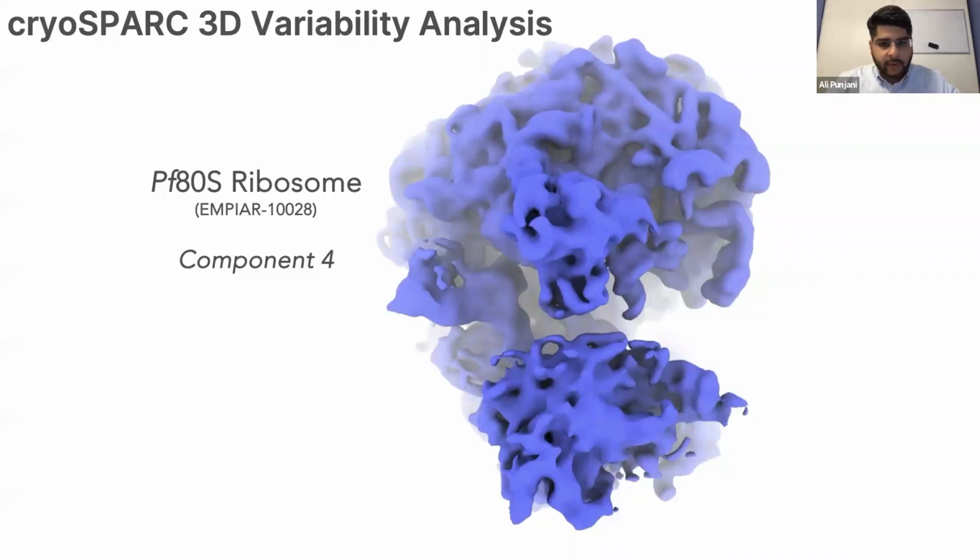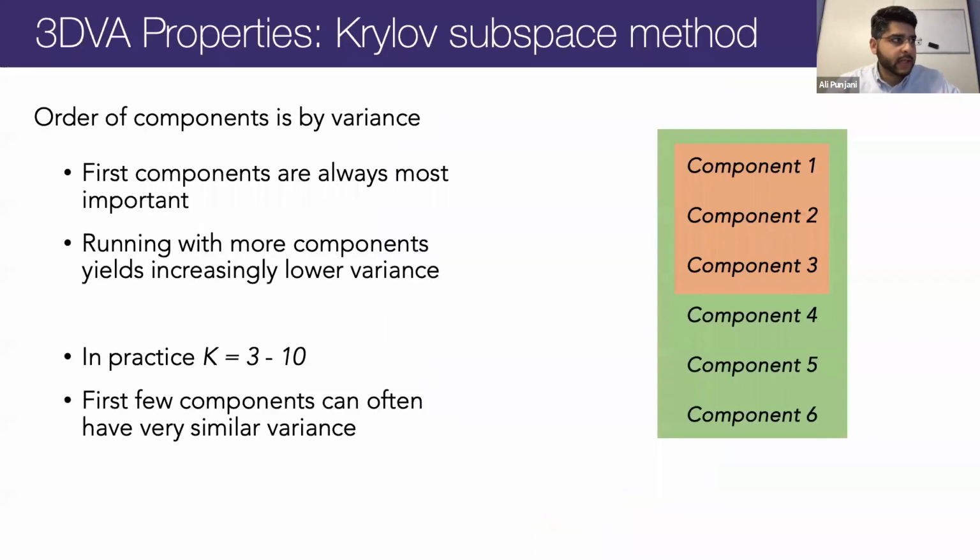So now that we have a feel for what 3D variability components are and what the latent coordinates represent, we can dive into some more interesting properties of the algorithm itself that make it useful in practice and make it easy to interpret and understand the results. The first and one of the most important properties is that the algorithm that we've used under the hood to solve the 3D variability problem is a member of what's called the Krylov subspace family. Krylov subspace methods are a set of techniques from linear algebra and optimization that operate in a certain way and have some theoretical guarantees.